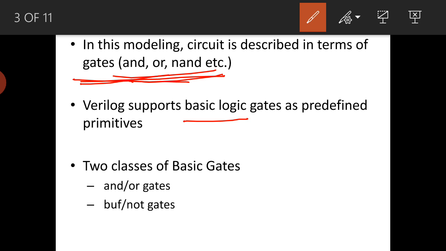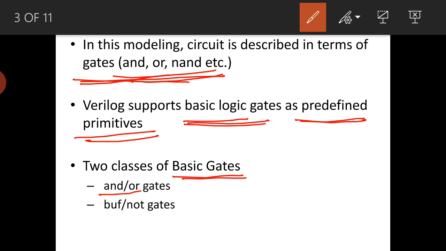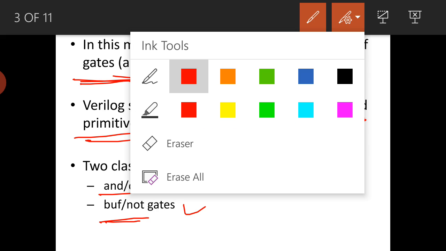Verilog supports, as we said previously, the basic logic gates as predefined primitives. As predefined primitives, Verilog will support all the basic gates. These basic gates are divided into two types: one is and/or, and the other is buf/not. So and/or gates are one type, and buf/not are the other type.